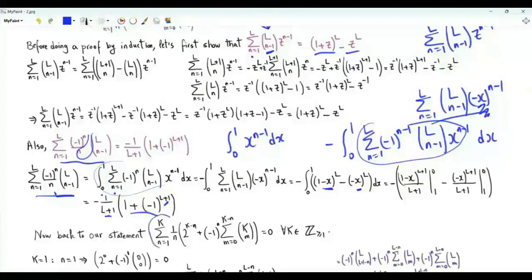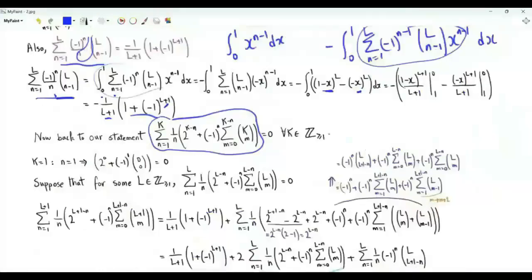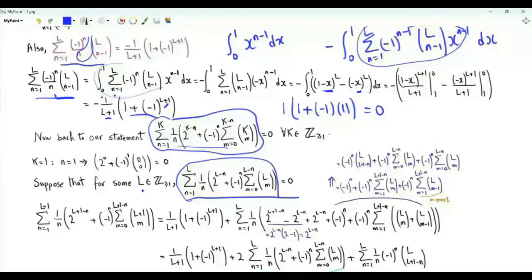Our main interest is to show that for every positive integer k, this summation is equal to 0. If k is equal to 1, then we have one term in the sum. Small n is equal to 1. What we have here is 1, 2^0, which is 1. Then we have minus 1. M is equal to 0, so this binomial coefficient is equal to 1. We get 0. Suppose that for some positive integer L, this relation is true. To complete the proof by induction, we need to show that this summation with L replaced by L plus 1 is also equal to 0.